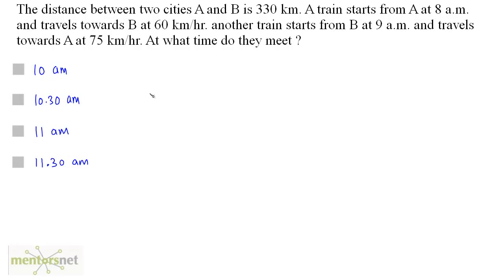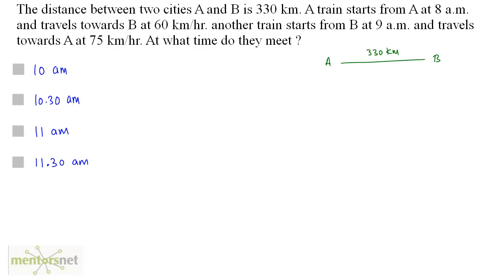The distance between two cities A and B is 330 kilometers. A train starts from A at 8 a.m. and travels towards B at 60 kilometers per hour. Another train starts from B at 9 a.m. and travels towards A at 75 kilometers per hour. At what time do they meet?